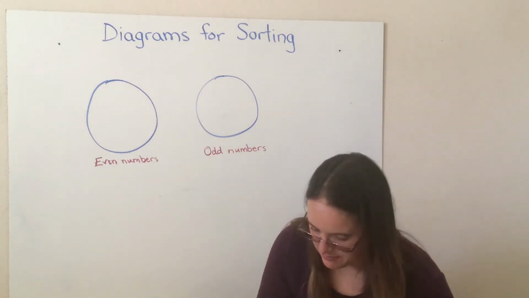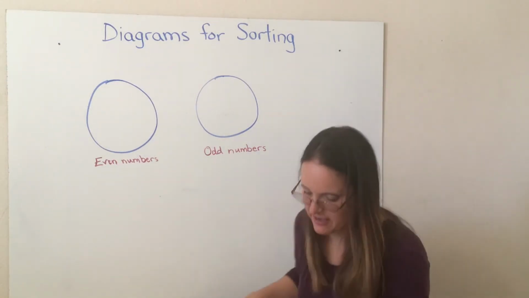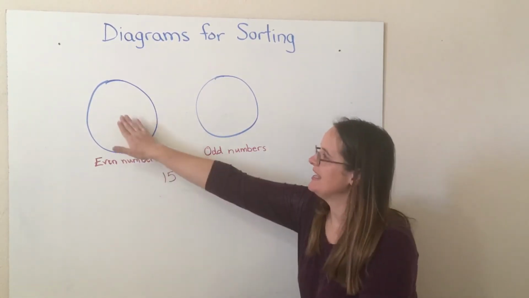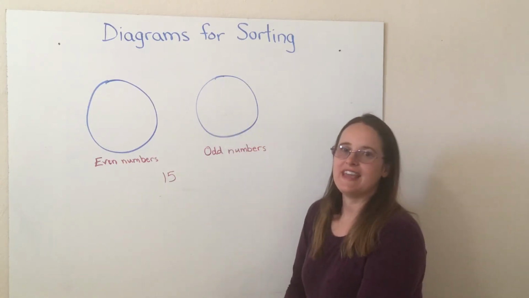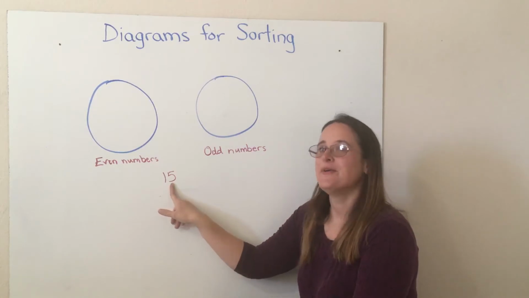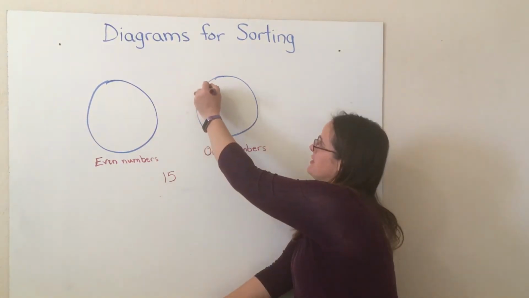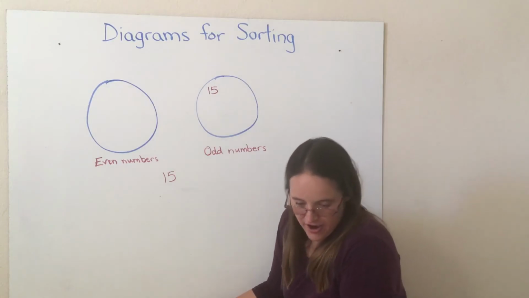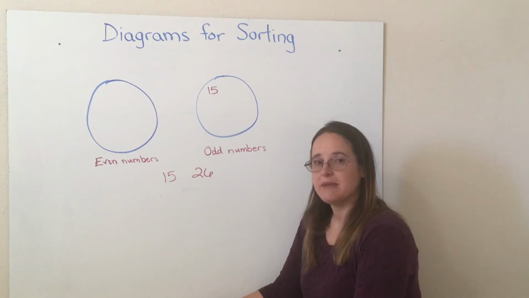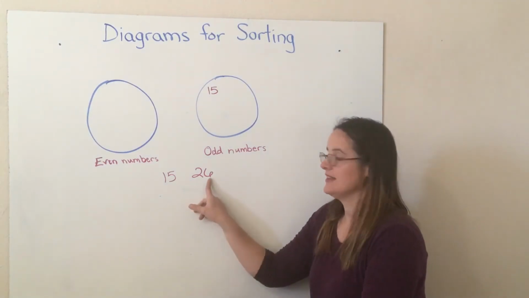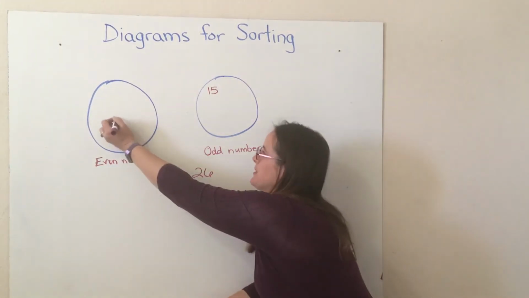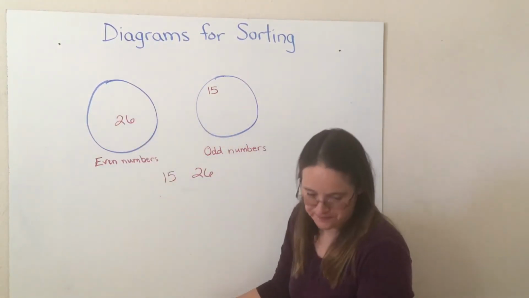So for this example, we are going to talk about, first of all, the number 15. Would we put that in the even number circle or in the odd number circle? 15 ends with a 5, which is odd. So we'll put that over here with the odd numbers. Our next number is 26. Would that be even or odd? It ends with a 6. 6 is even, so we'll put 26 over here.